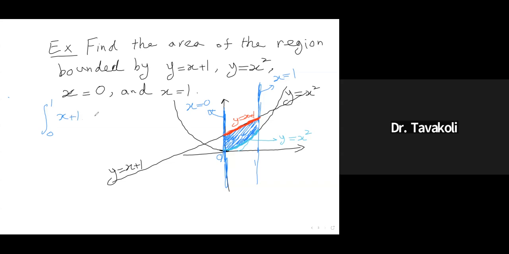And then minus x squared dx. Of course, if I was integrating, say, from 4 to 5, then x squared would have been bigger than x plus 1. But here I'm integrating from 0 to 1, and over that interval, the line y equals x plus 1 is higher than the parabola of y equals x squared.